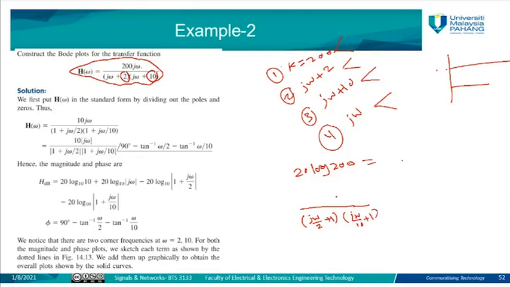Then you have here the 200 j omega. But if you divide this one over 10, and divide this one over 2, you should divide this one also by the same numbers. So it will be 10 times 2, it will be 20. So it looks like you are dividing by 20. So if you divide 200 by 20, it gives you 10. So this is the new form.